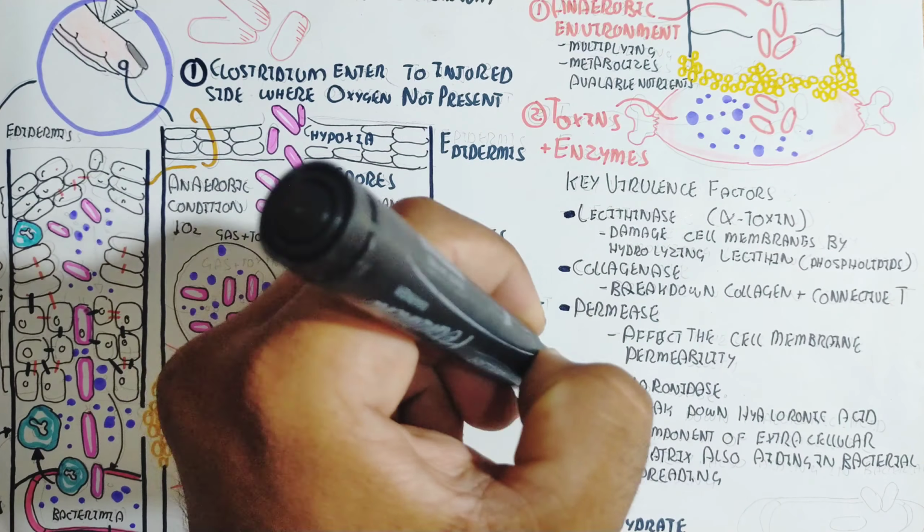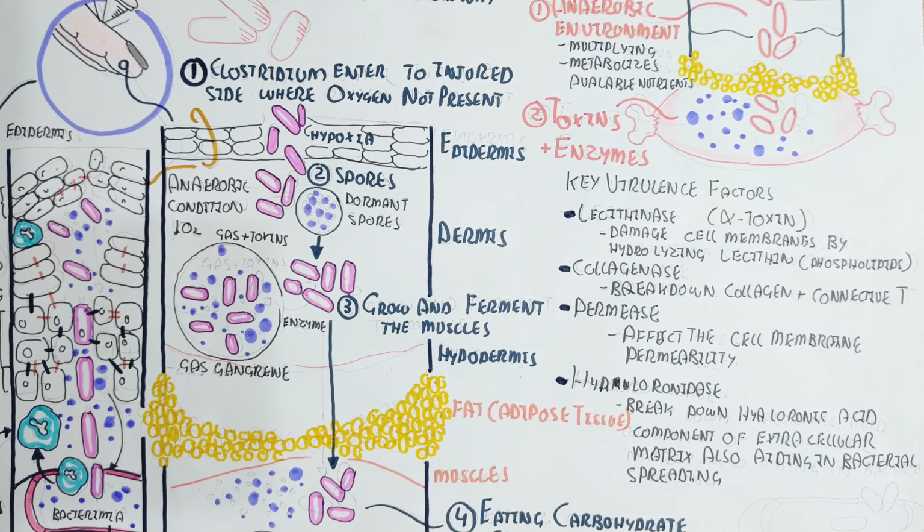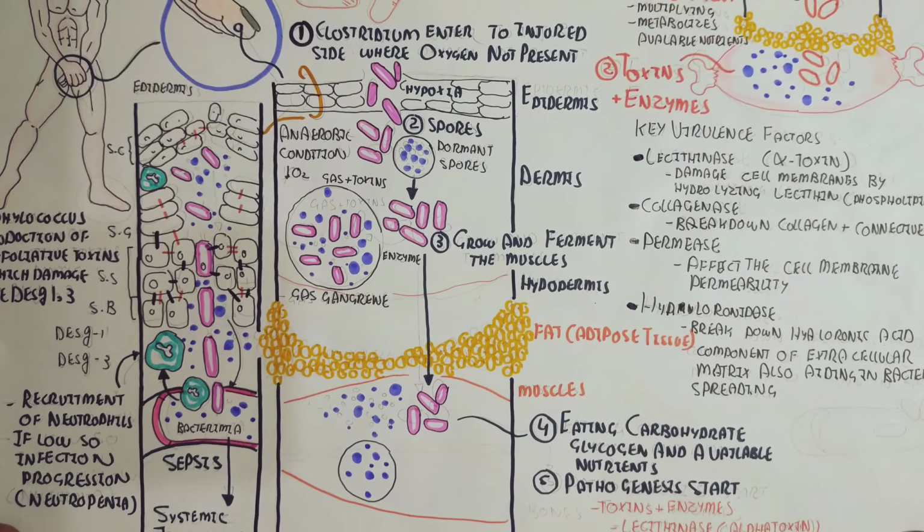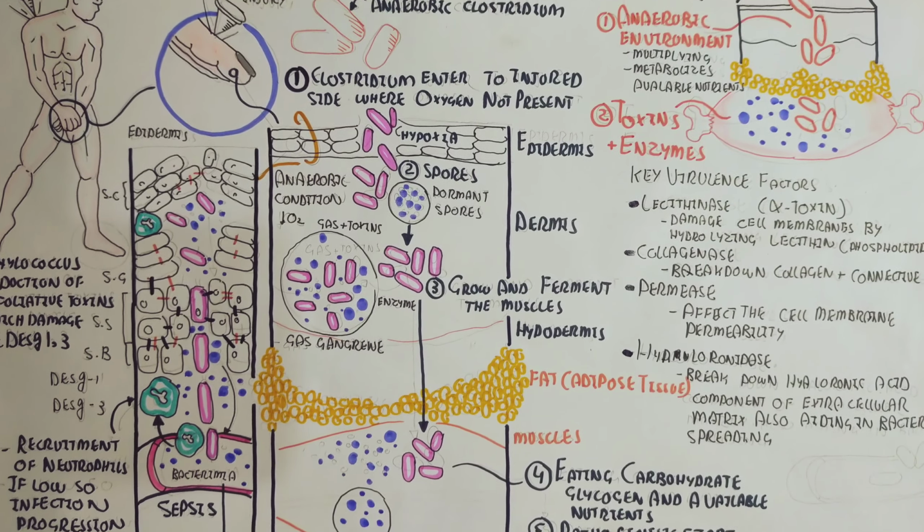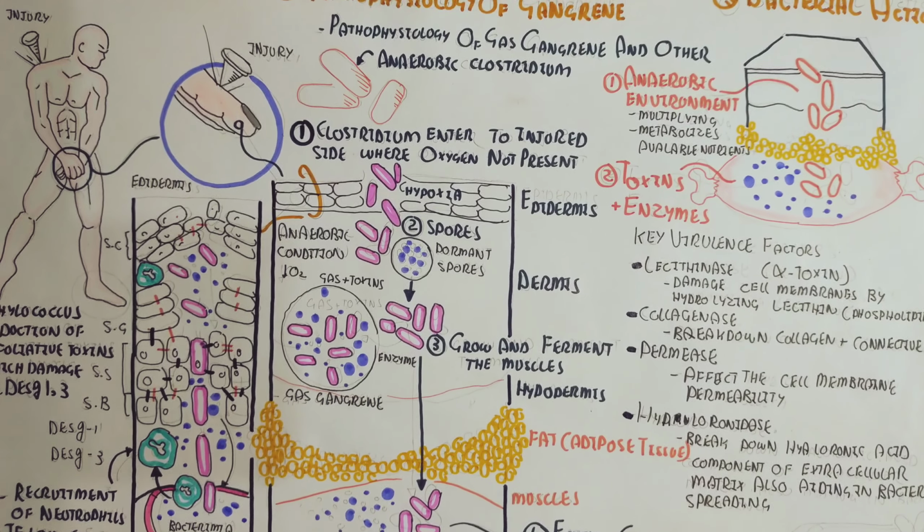So the important thing you need to understand is that gangrene is an infectious disease that occurs mostly in sensitive persons due to immune dysfunction or diabetes.